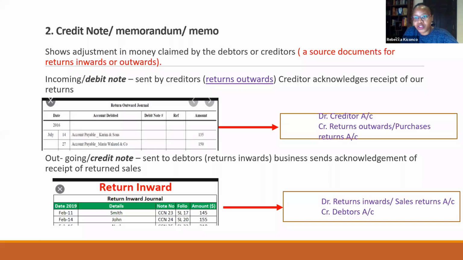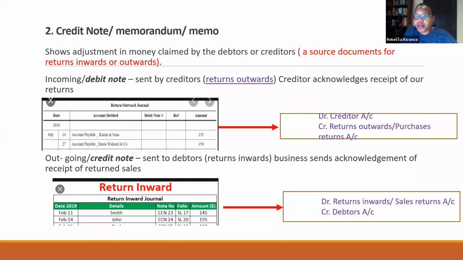This debit note will show that your credit amount, which you owe the supplier, has reduced by a certain amount. Now, when you get that note, which is a source document, you will go to your accounts. In your creditor's account, you will reduce the amount of liability that you owe the creditor or the supplier. When that happens, you debit the liability. And you open up a new account called a returns outwards or a purchases returns account.